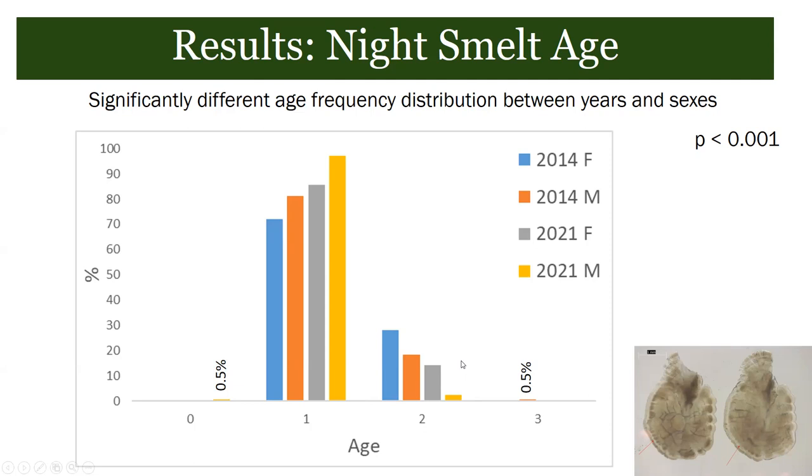But you also notice that the females tended to be older in 2014, but they were again older in 2021. And you can see that, right? In blues, we have females in 2014, and in grays, we have females in 2021. Again, the bars are smaller in the one-year-olds, and the bars in the two-year-olds are larger than the males. So we have differences between the years, but also between sexes, which appears to be a general pattern.